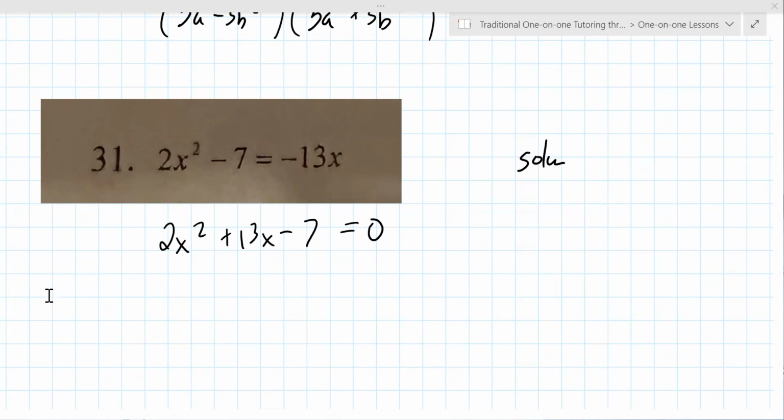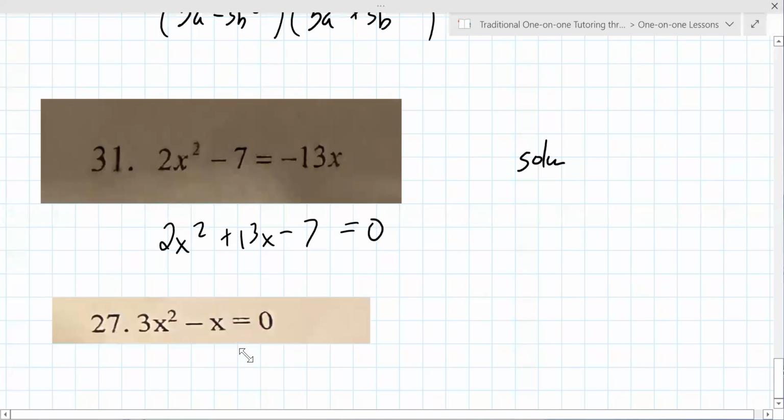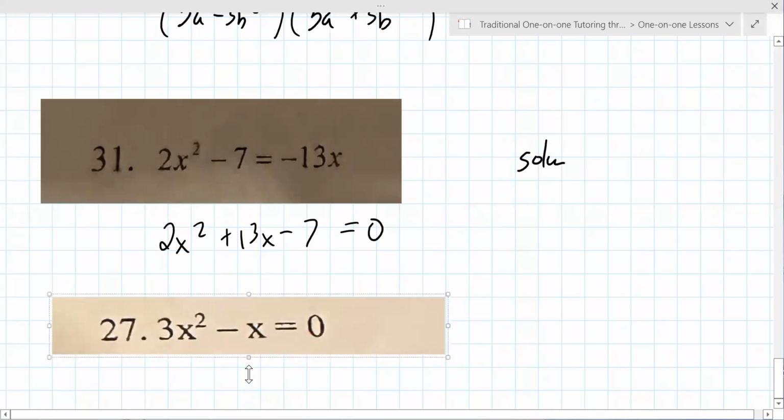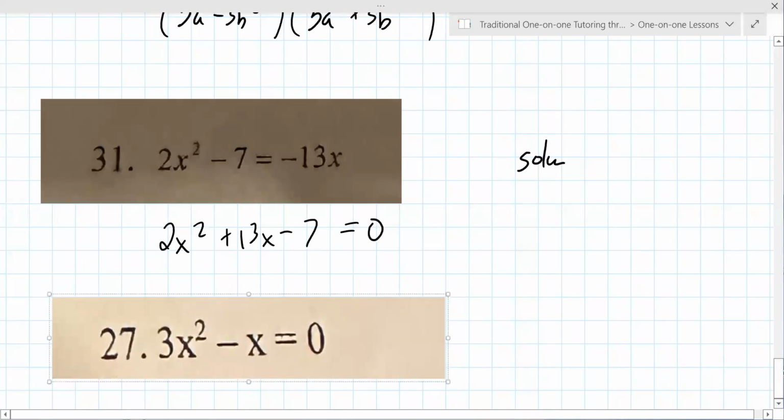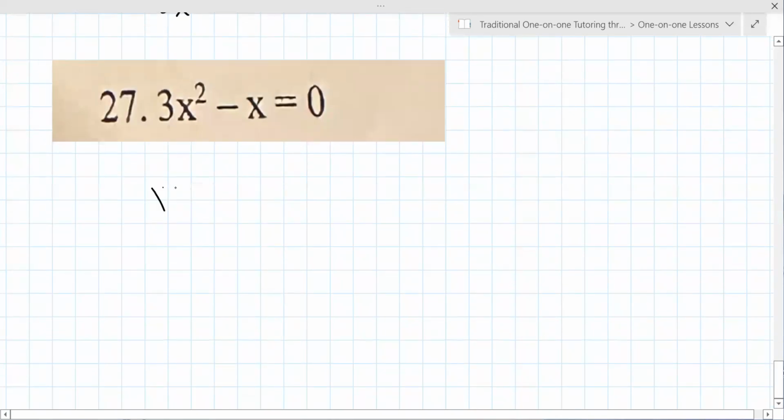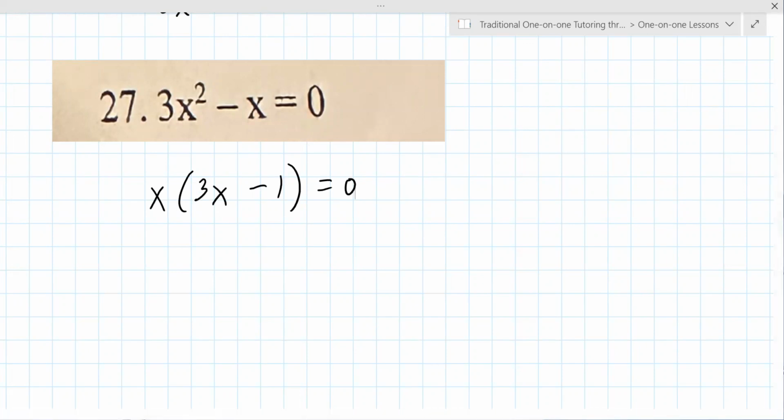Just again, tell me in your own words how you would solve this. Take the greatest common factor, and that's x. Then set x to 0 and set 3x minus 1 to 0. Okay, very good. Let's do one more problem like 26.